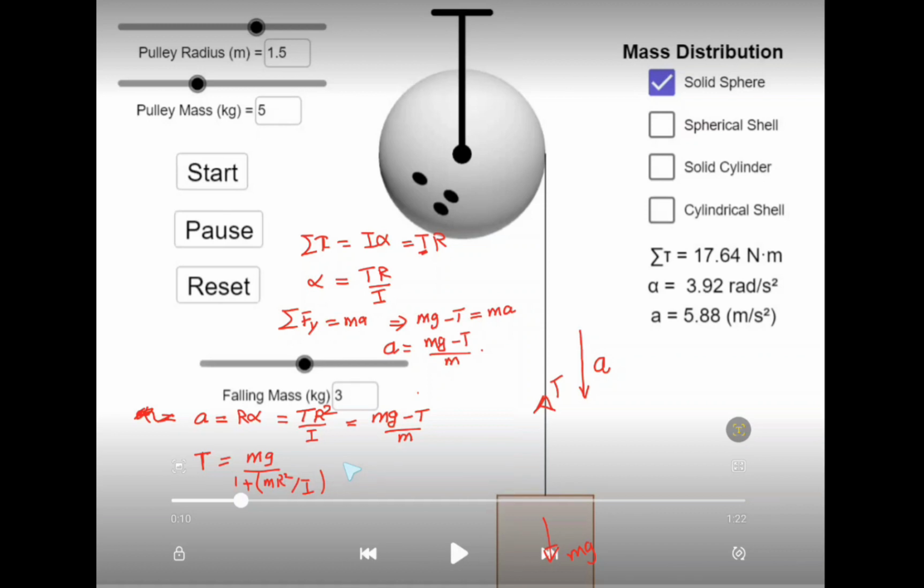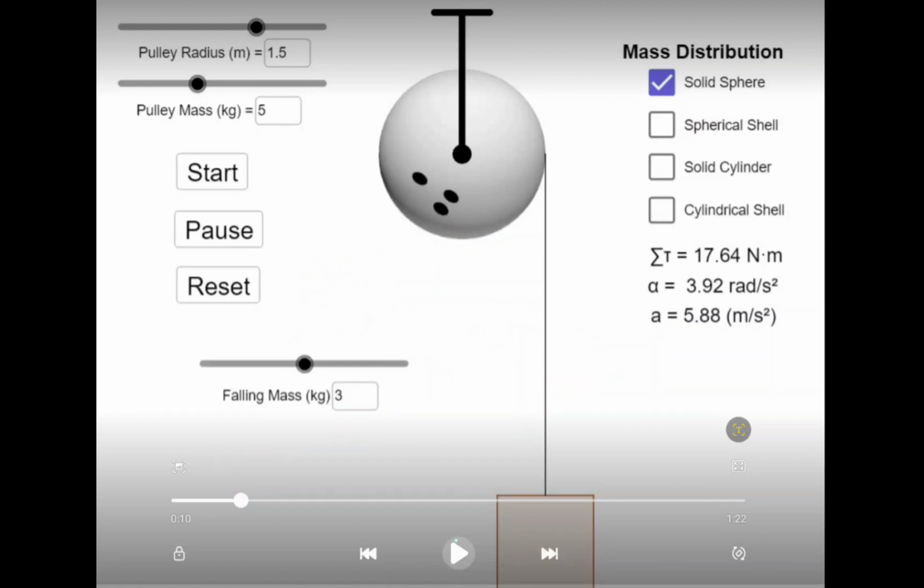You substitute numbers, the tension is almost equal to 12 for this case, and the torque will be equal to almost 17.64 Newton meters. By substituting the tension in alpha, we can find the angular acceleration, and again we can find the tangential acceleration. Now let's move on and modify the pulley type and make it a spherical shell.